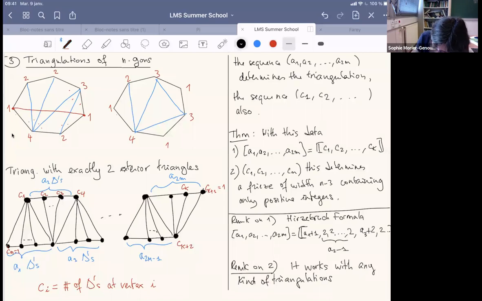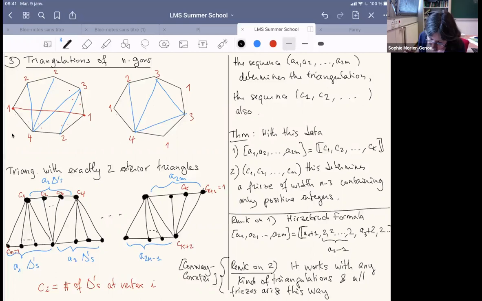Okay, and all friezes arise this way. So this is the Conway-Coxeter theorem. And actually, when I say Conway-Coxeter frieze, it means frieze with positive integers because of this result. And this will be one of our goals.